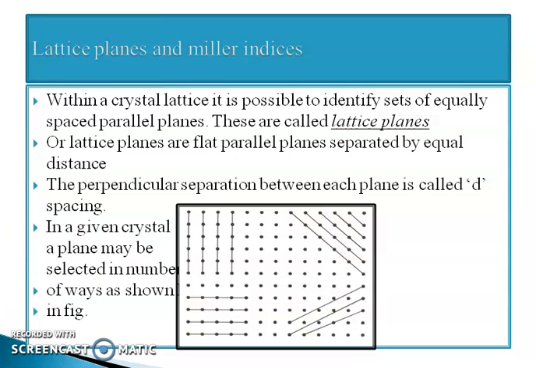As shown in the figure, in a given crystal, a lattice plane can be selected in any one of the ways. That is, it can be selected as these vertical lines, as these horizontal lines, or as slanting lines. But the peculiarity of these planes is that there is a perpendicular separation between them, and that is small d.